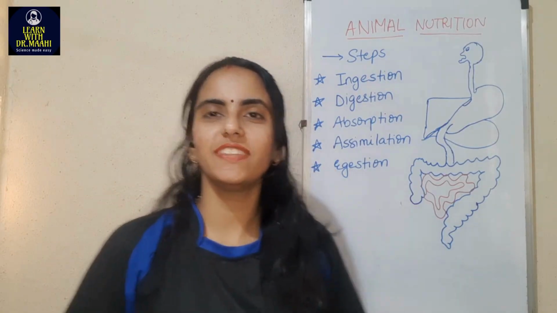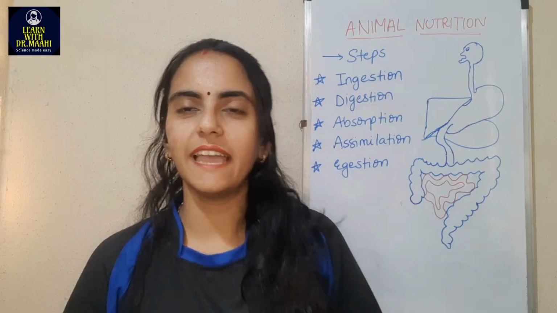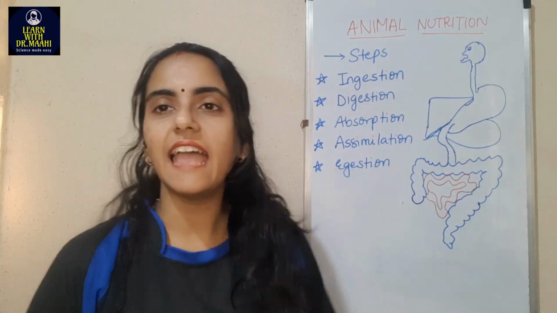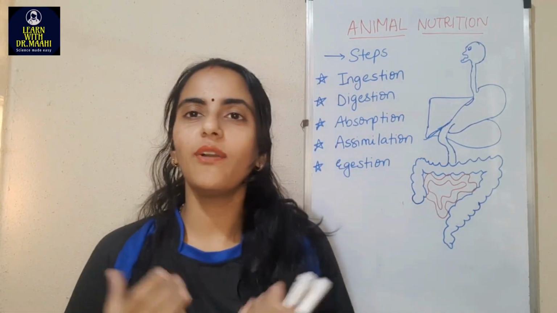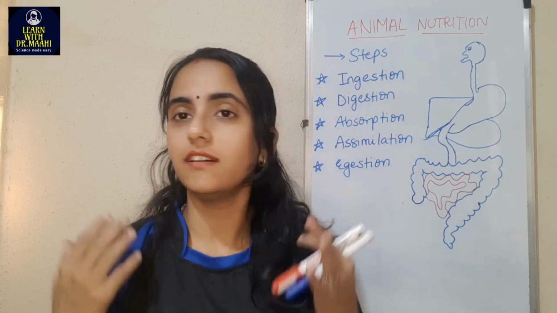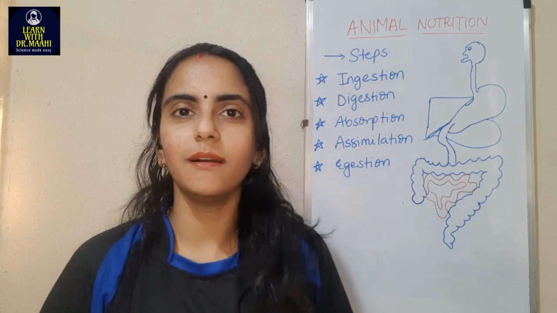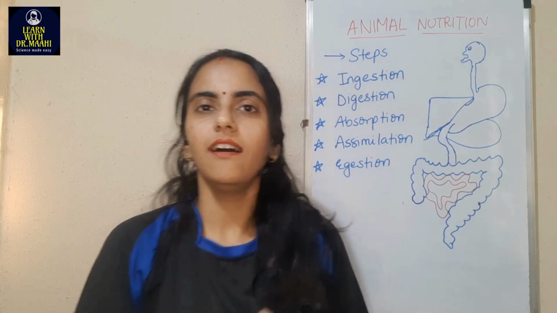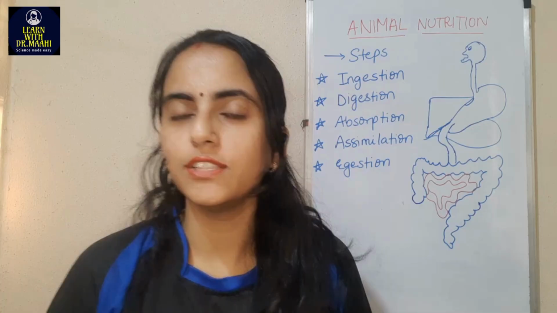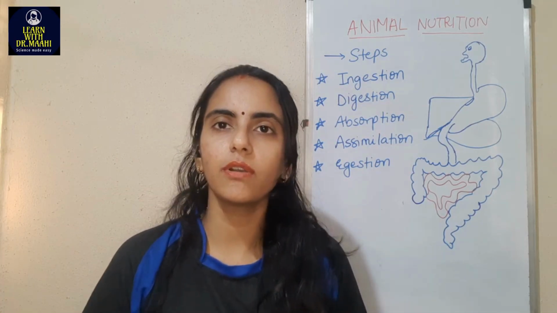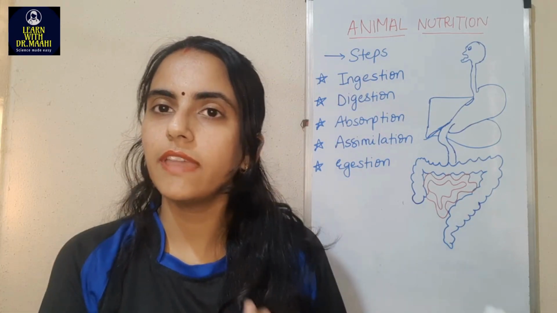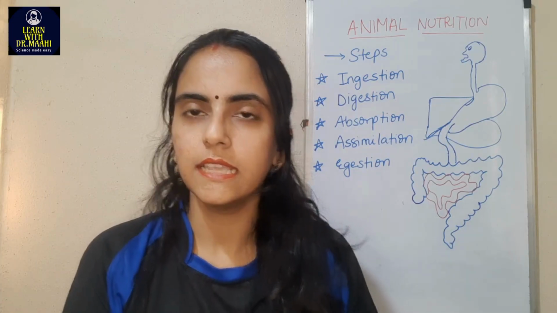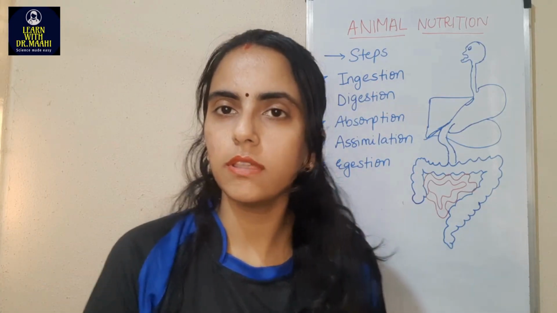So here I am today talking about the second topic of Science Standard 7, that is animal nutrition. I hope all of you have gone through the previous videos where we discussed the wonders that plants are doing by the process of photosynthesis, where they are making food for themselves, and obviously that food is what we are consuming and we are able to survive. That is the chapter where we have studied entirely about the plants. Now here we will be studying about the animals.